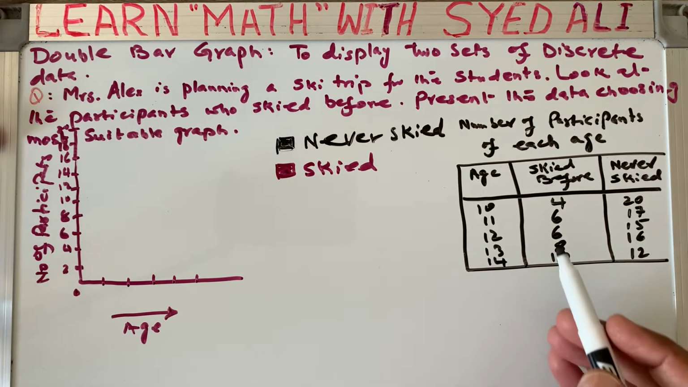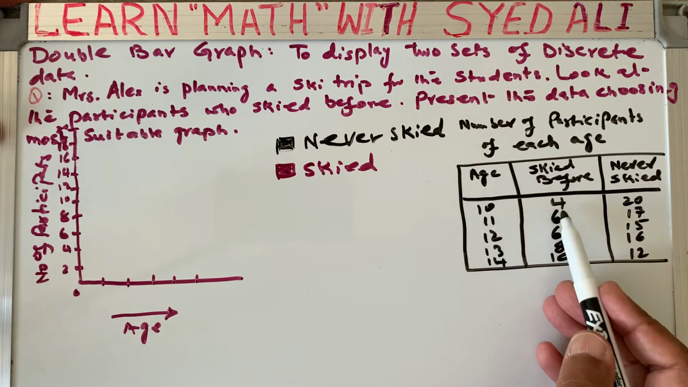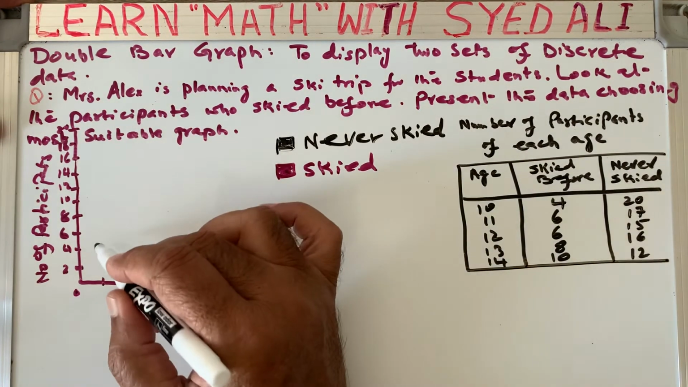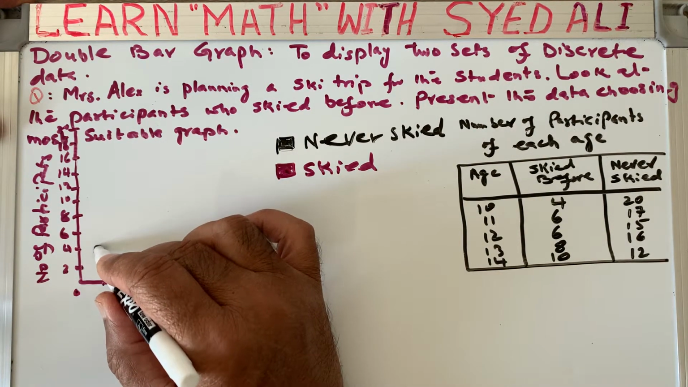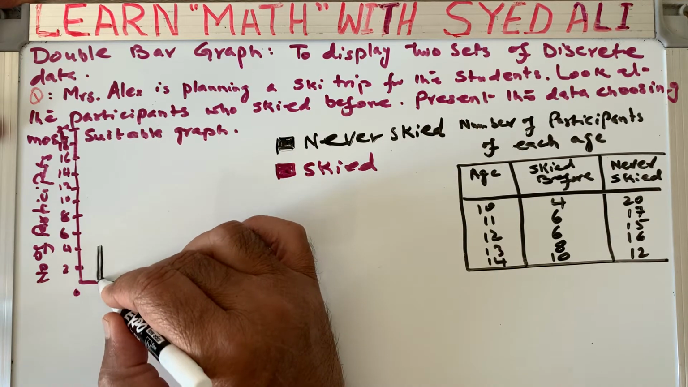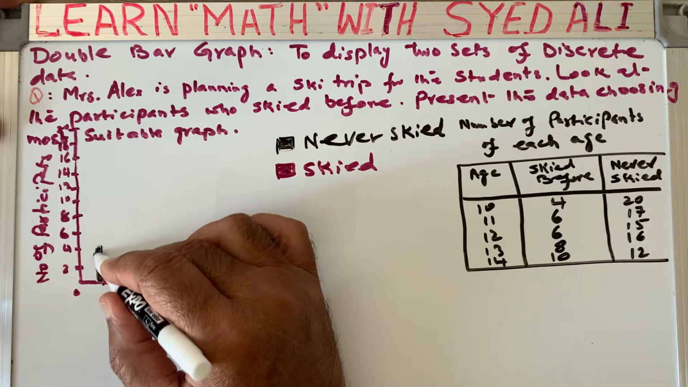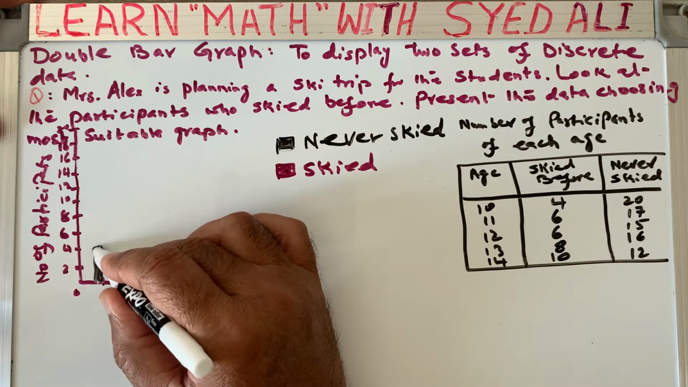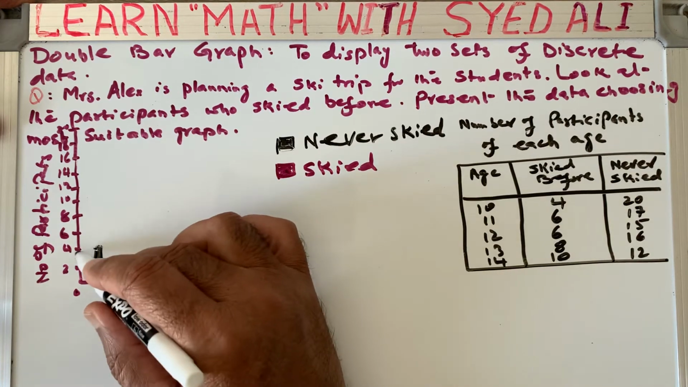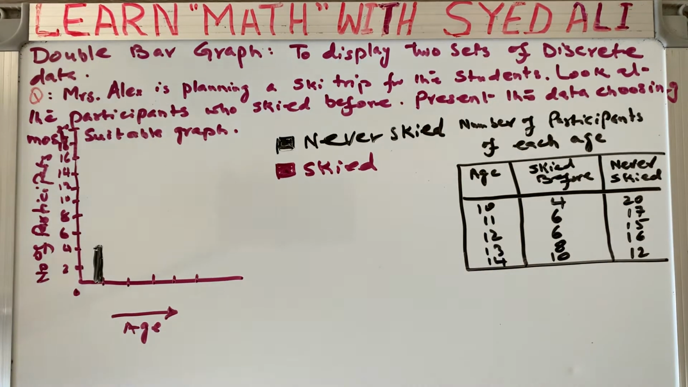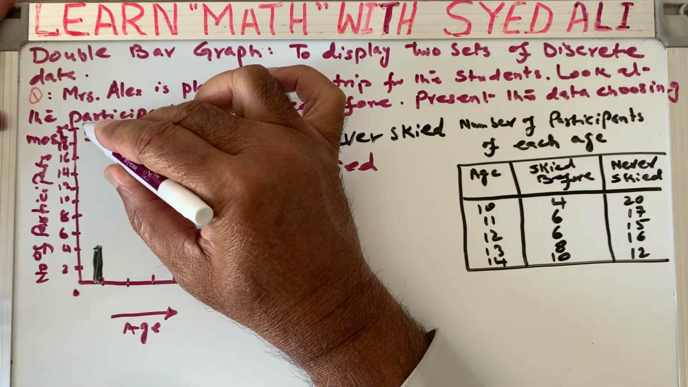Now here, at 10, the values are 4 and 20. 4 is somewhere here. This is never skied, and never skied is black, right? So I can display 10 like this. This is my 4, right? So black means never skied. So 4 never skied, but 20 skied before, right? So I have to put orange for skied before. There are 20 participants there.